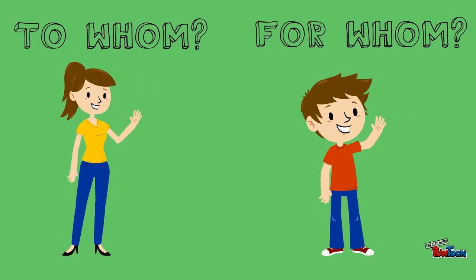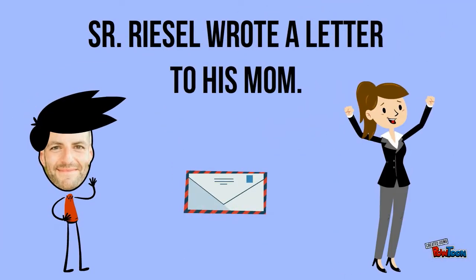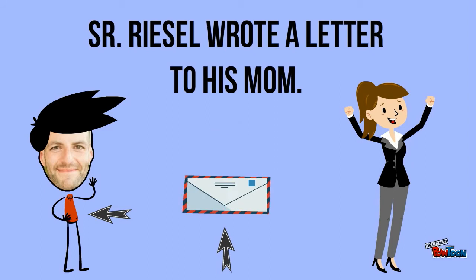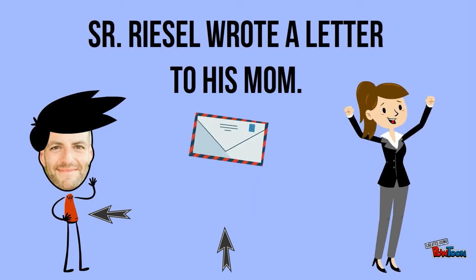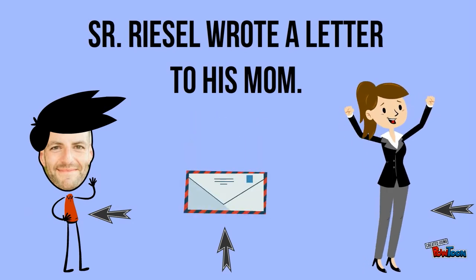Take a look at this sentence in English. Señor Riesel wrote a letter to his mom. Who wrote it? Señor Riesel. What was written? A letter. That's your direct object. To whom did he write it? His mom. His mom is the indirect object.